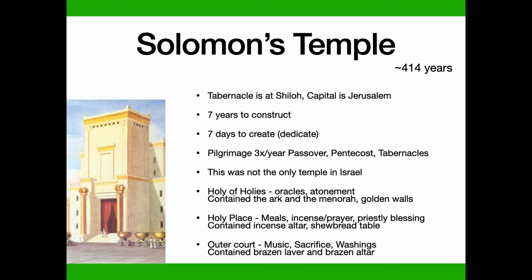It had the incense altar, the showbread table, but it did not have the menorah. The menorah was in the Holy of Holies in Solomon's temple. So we have the oracles. In the Holy of Holies, the Moses or the high priest would go in and receive the oracles, the thus saith the Lord, proclamations, prophecies. The atonements for the people were made in the Holy of Holies. And it contained the Ark of the Covenant and the menorah.